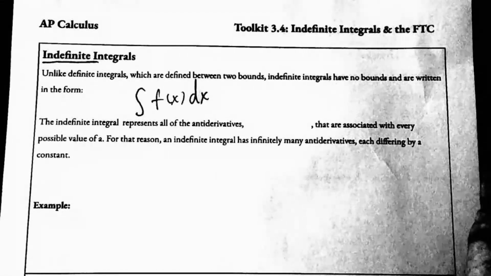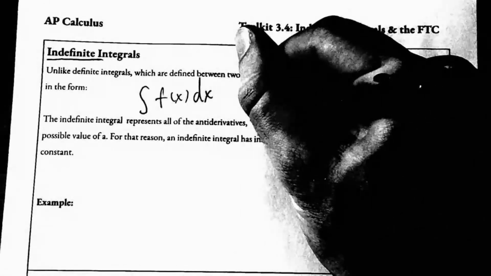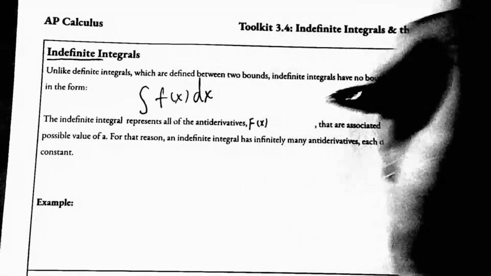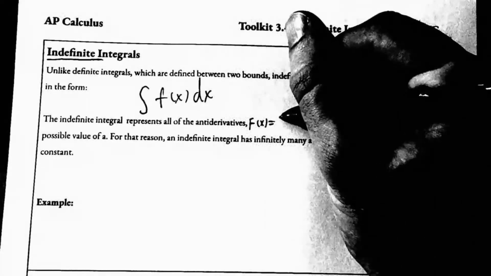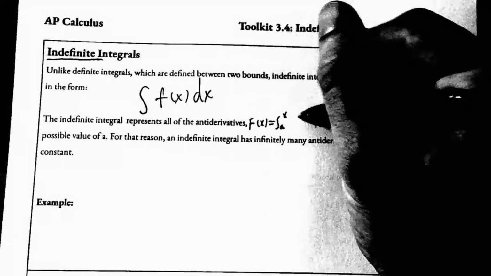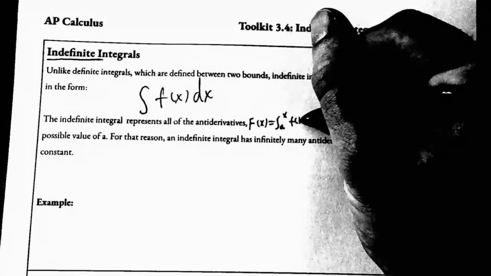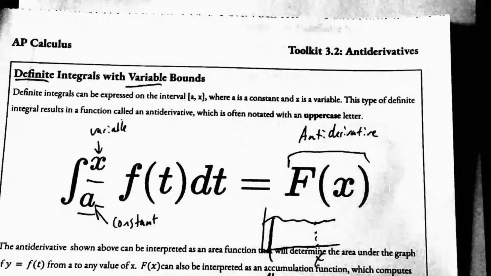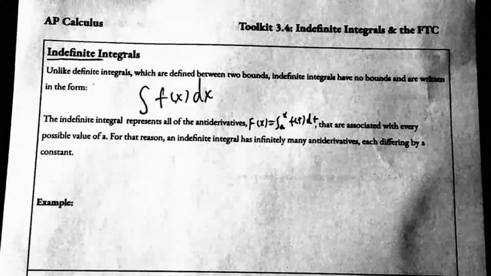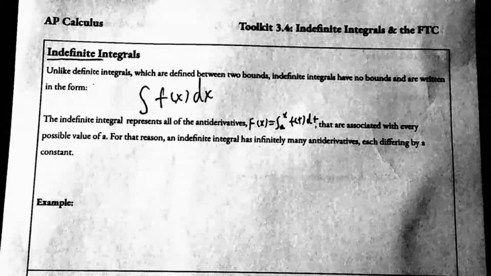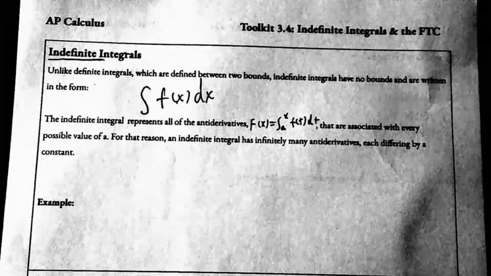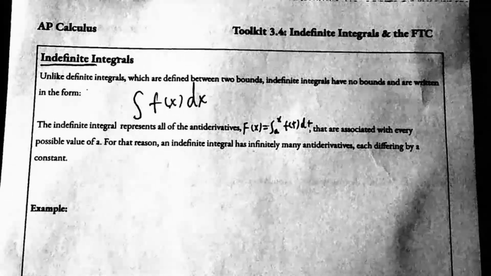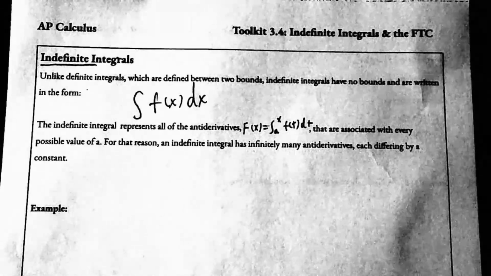The indefinite integral represents all the antiderivatives. So this is f of x equals the integral from a to x of f of t dt. Remember, this is from the previous, what I just copied down, these antiderivatives. It accounts for all the antiderivatives that are associated with every possible value of a. For that reason, an indefinite integral has infinitely many antiderivatives, each differing by a constant.